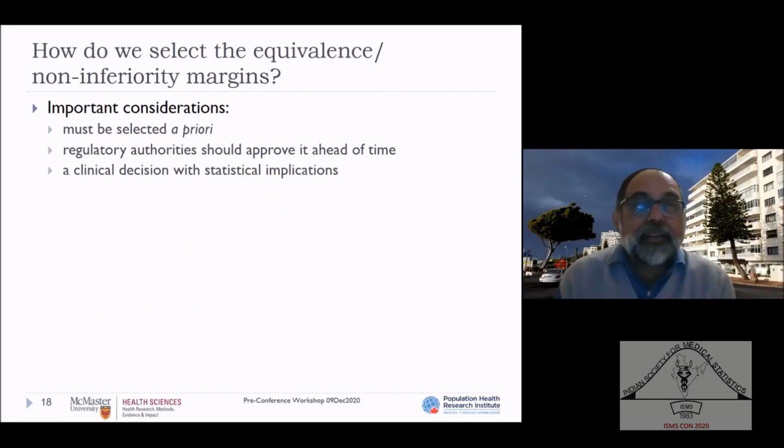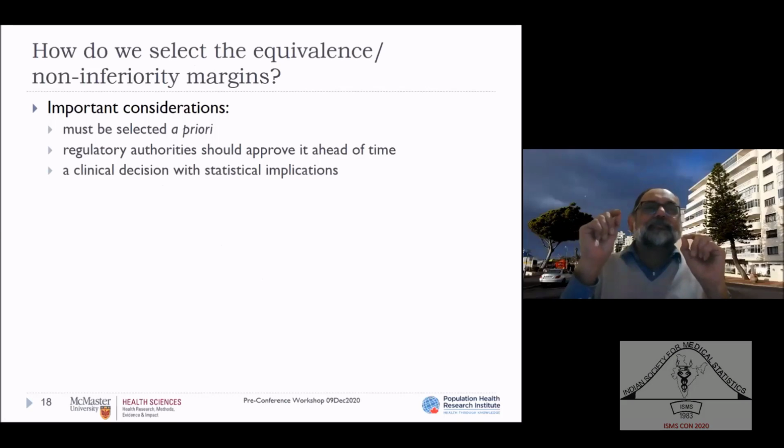So how do we select the equivalence and non-inferiority margins? First thing to remember is that these things must be selected a priori. You cannot do that once you start the study. And if you're going to do this for some medication that is going to be then reviewed by a regulatory authority, they must approve your choice ahead of time. And it's a clinical decision. It's not a statistical decision.